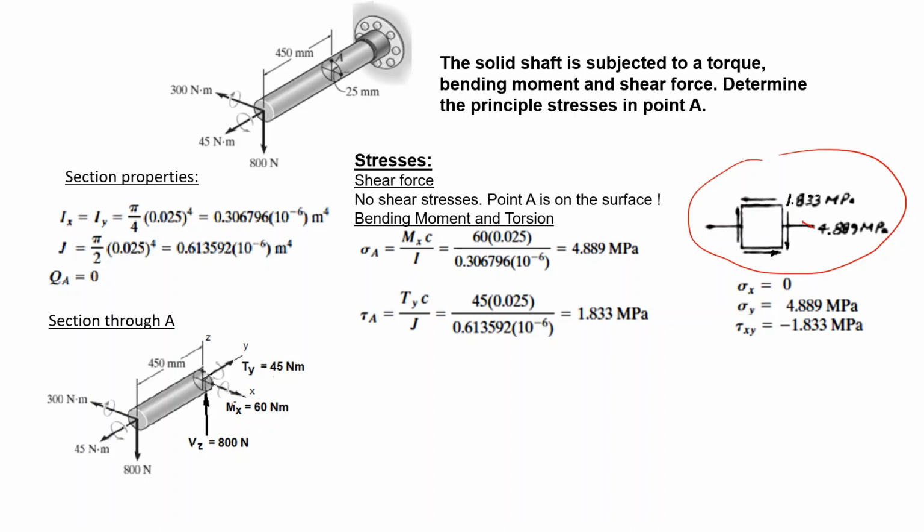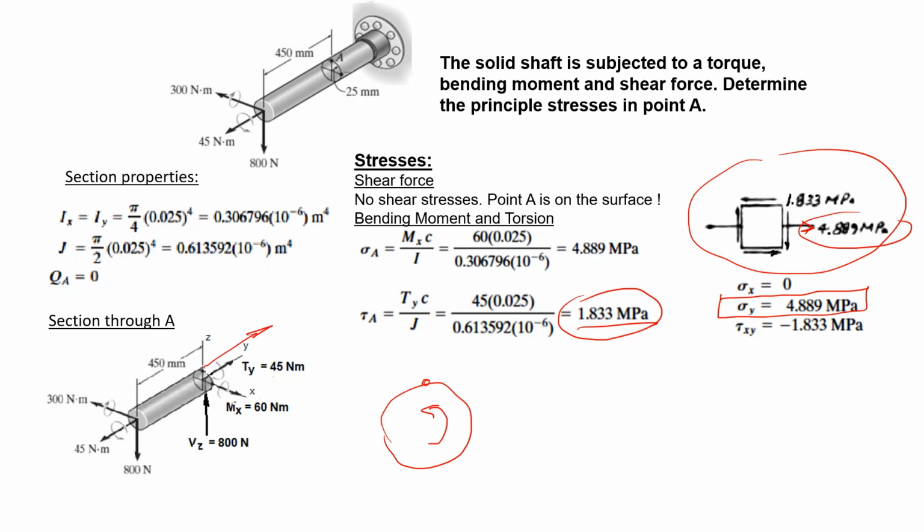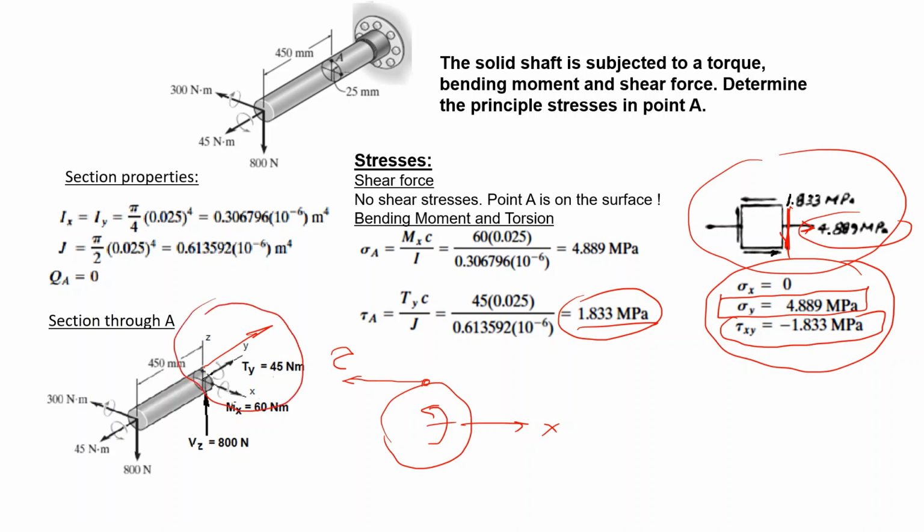Here you have the volume element showing the stress state at point A. You have a positive tensile normal stress in this direction, that is sigma Y, and we have a shear stress with a value of 1.833. My torque in this bar is headed in the negative direction, so we show our tau xy like this, and this is the stress state for these coordinates.